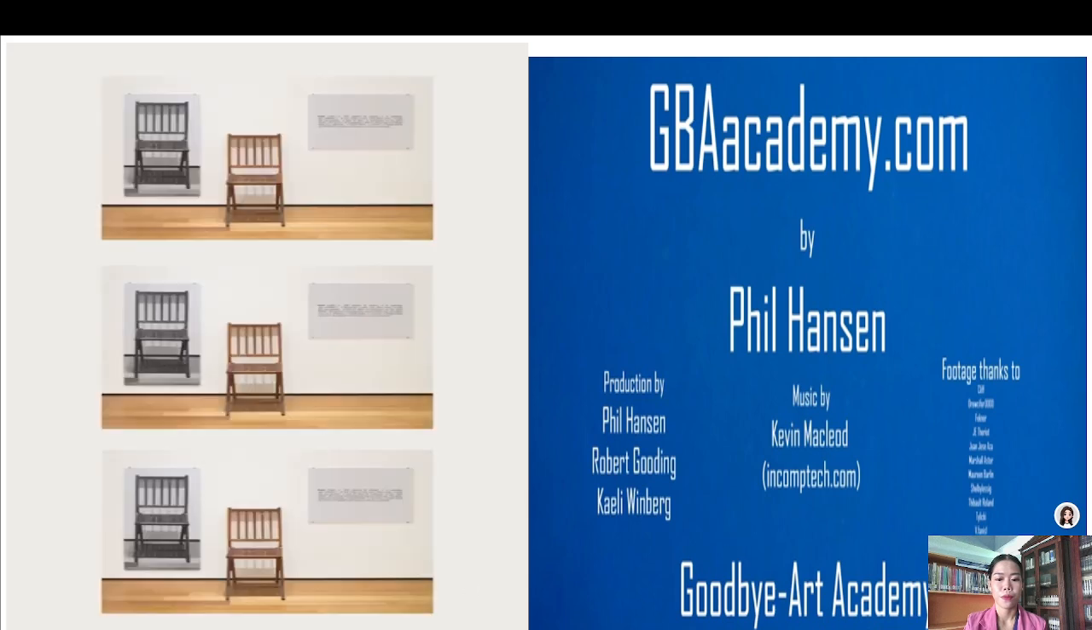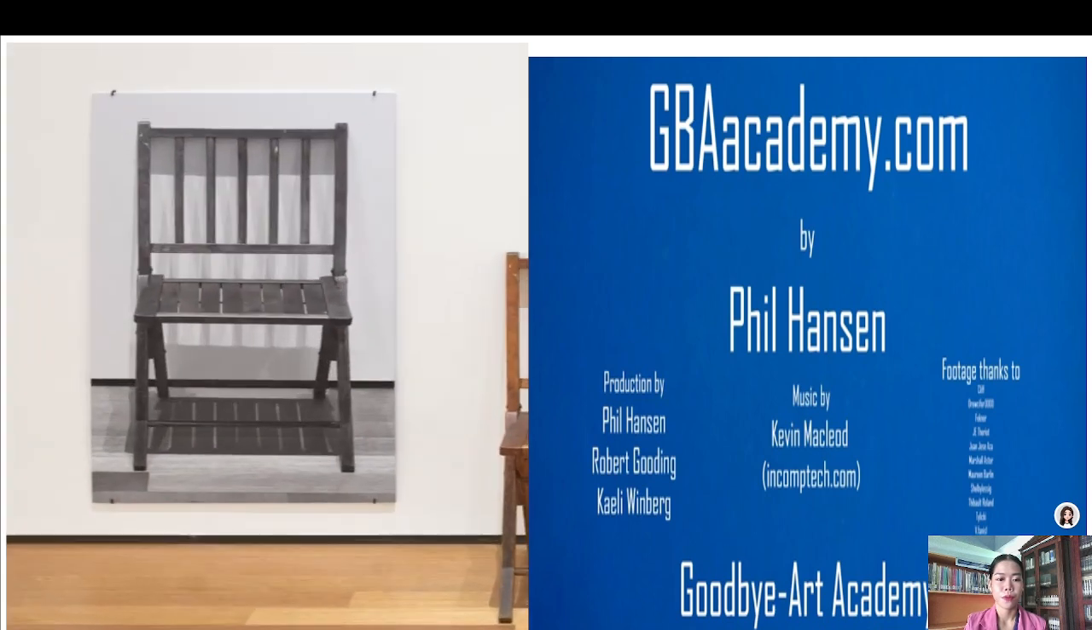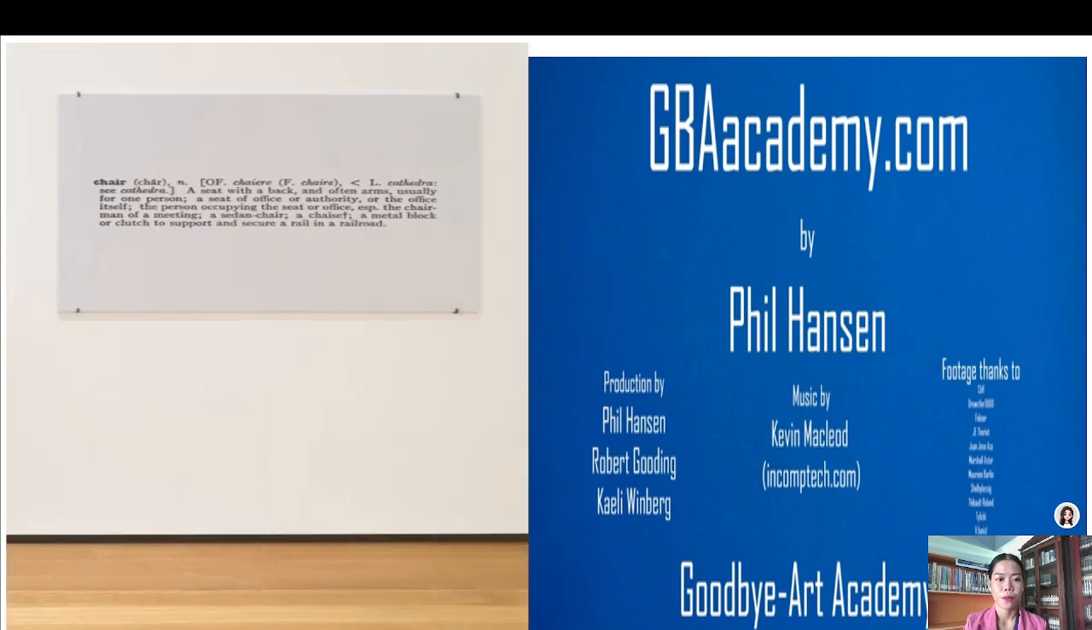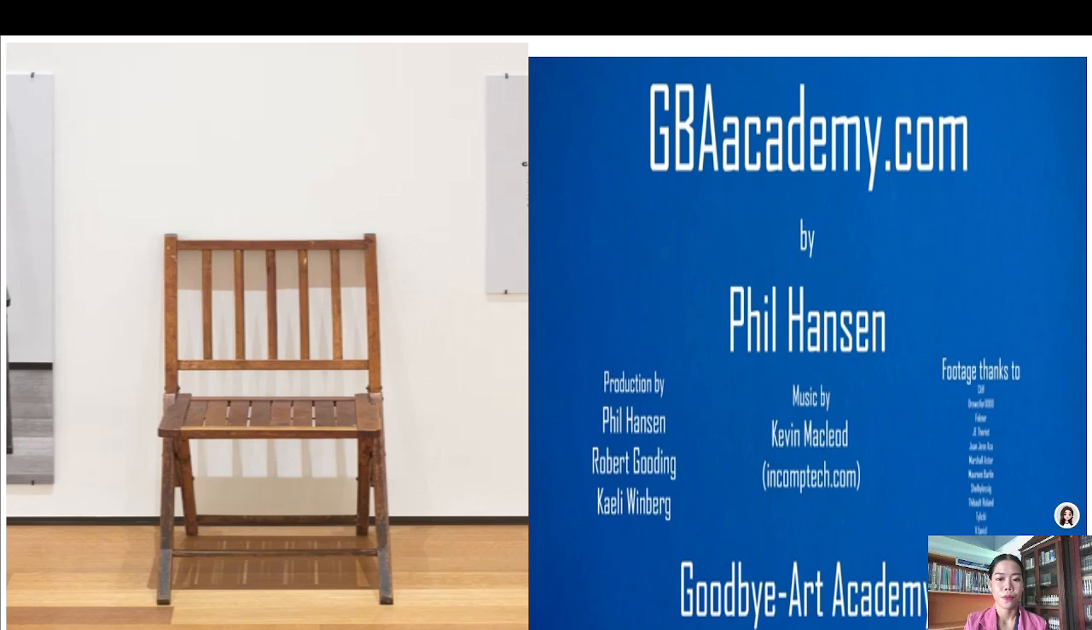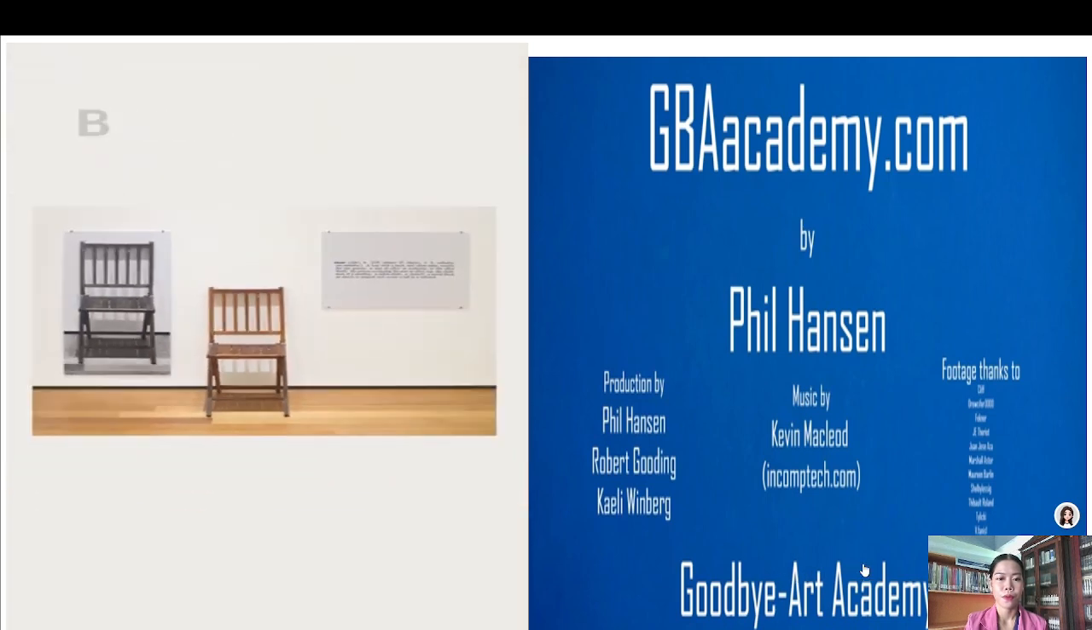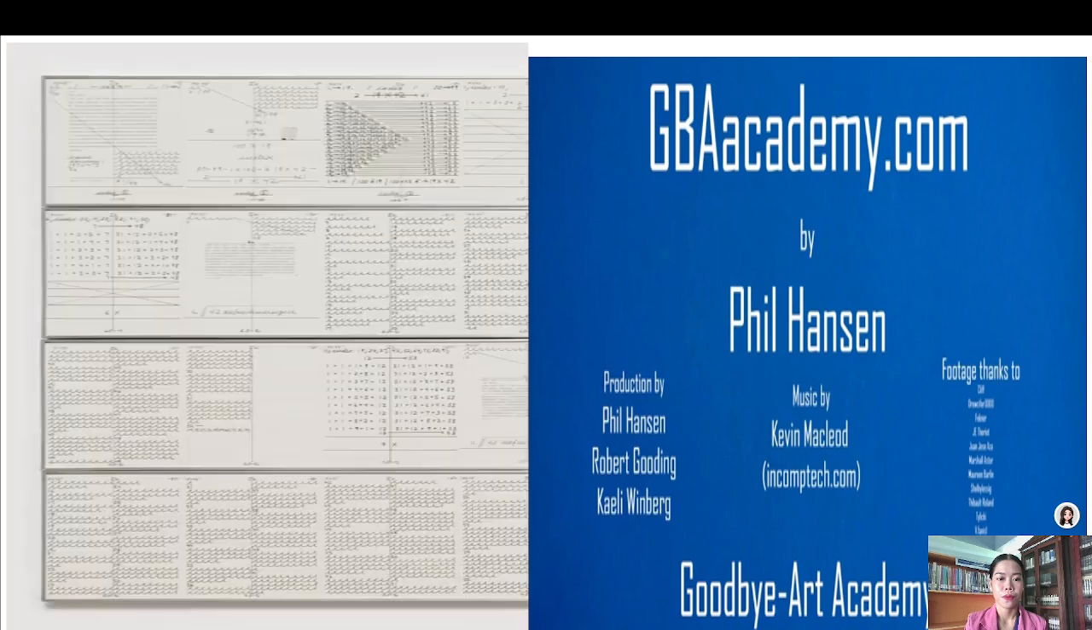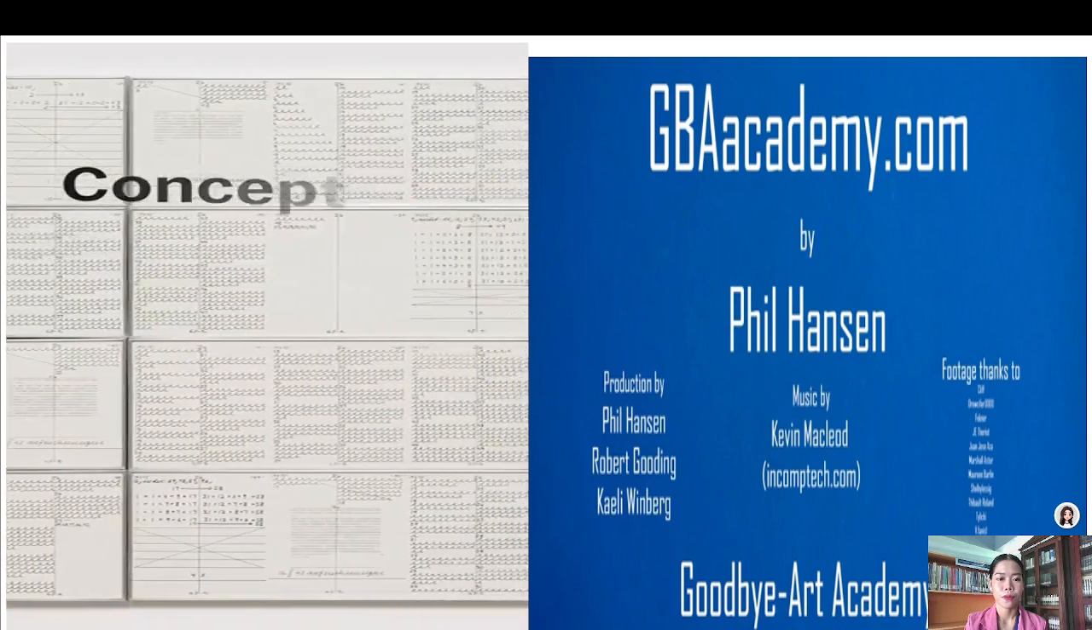Okay, figure this one out. What's more of a chair? This photograph of a chair, this dictionary definition of a chair, or this actual chair that no one is allowed to sit on? Who knows? But this is art, and we're here to brush up on your art terms. Conceptual art is a tricky thing to define.